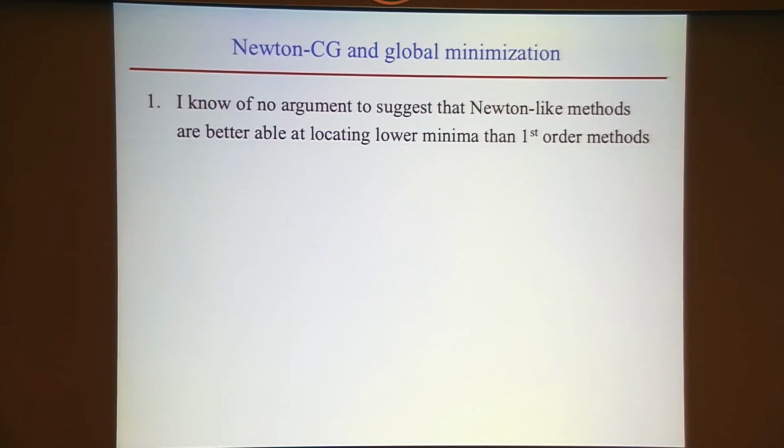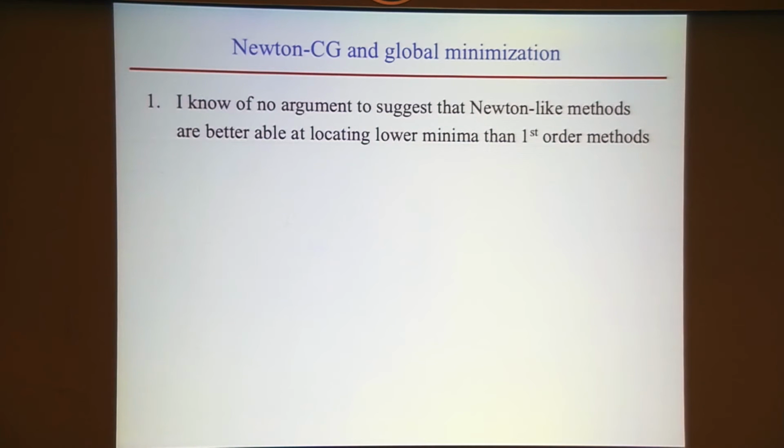Before I get into that, since today is late in the day, maybe this is the day where I can make all these statements instead of putting lots of equations. Let me just make a bunch of statements so that at the break, a lot of you can come and attack me. Maybe some of you know that some of the statements I make here are not true. But in any case, although I'm here making a big case for Newton-like methods, I have seen no argument to suggest that Newton-like methods are better able at locating lower minima than first-order methods. I've never seen such an argument. But it is made in papers of machine learning.